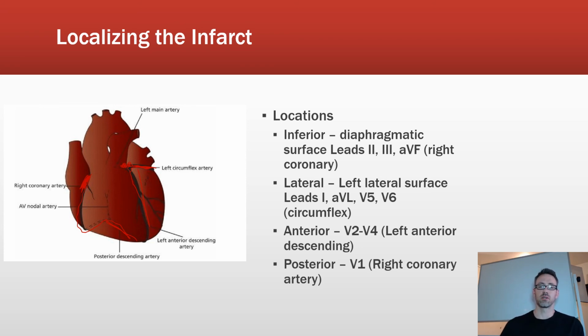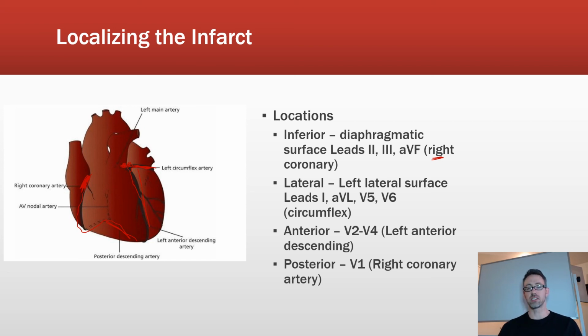So we can make some judgment call on it, and again, it's not foolproof at all. Other workup would need to be done, of course. But for leads 2, 3, and AVF, if you see ST segment elevations there, that might suggest right coronary involvement of the heart on the diaphragmatic surface.